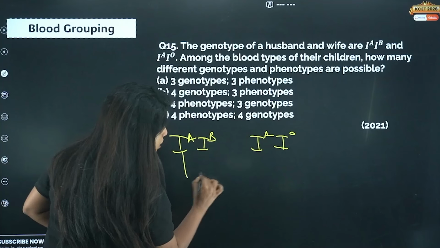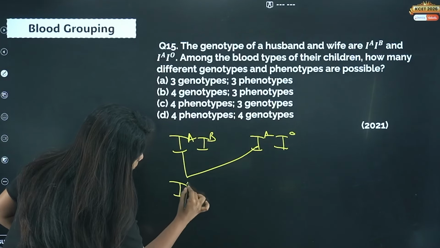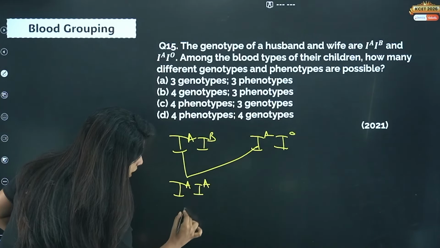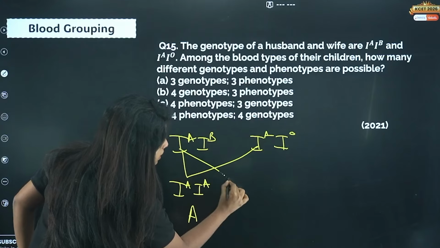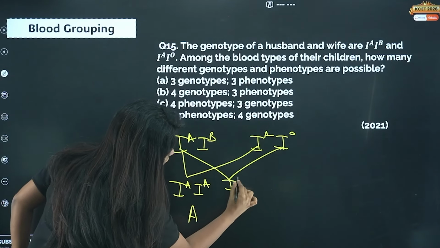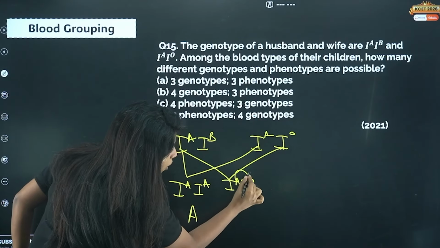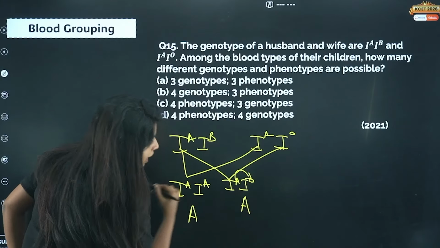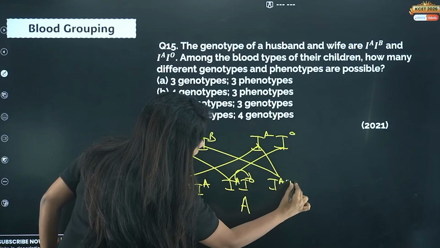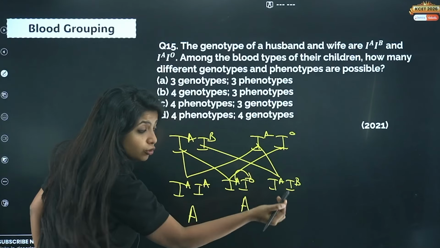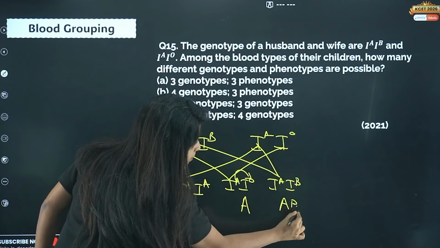Let's see. So this fuses with this, I get IAIA. This is the genotype. The phenotype is what? A blood group. Both of them are A only. This and this fuse, I get IAIO. A is dominant over O, which is why it will be A blood group itself. This goes with this, I get IAIB. Both of them are co-dominant, so it will be AB blood group.